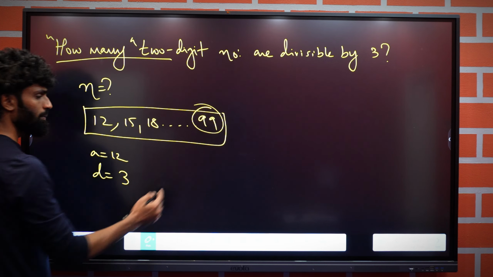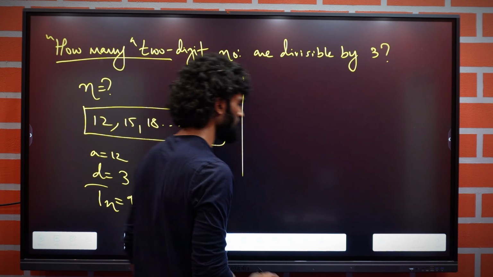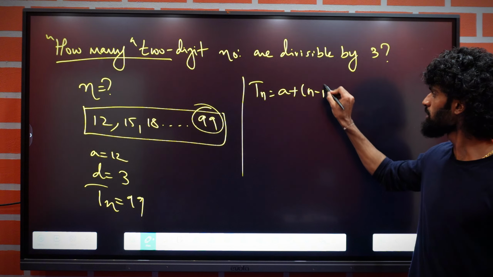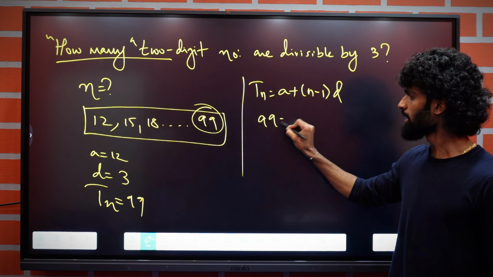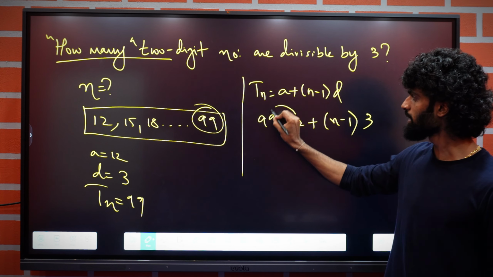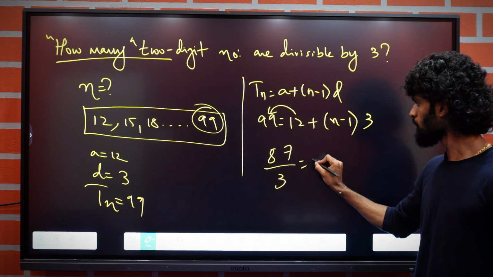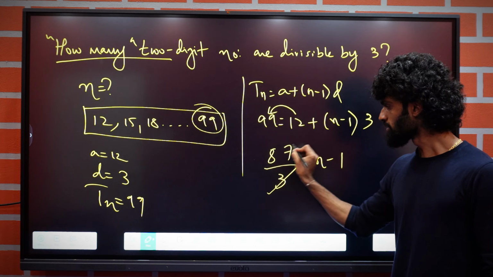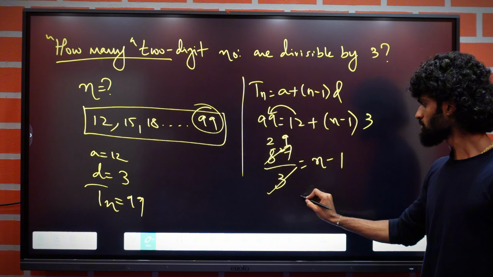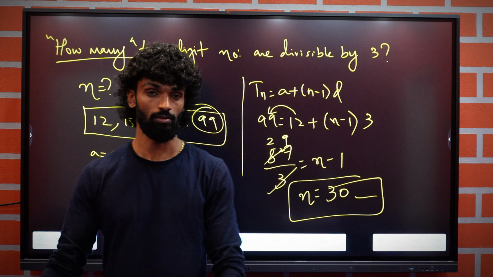Next, Tn. Last term is 99, no? So Tn is given to me. Indirectly what? 99. Now what formula should I apply? Formula number 1, which says Tn equals A plus n minus 1 into d. Tn equals 99. A's value is 12 plus n minus 1 as it is. D's value is 3. Now 99 minus 12 gives you 87 by 3 equals n minus 1. Regular stuff. 3 times 2, 3 times 9, 27. So n equals 29 plus 1, 30 terms. That will be your answer. Should be your answer.